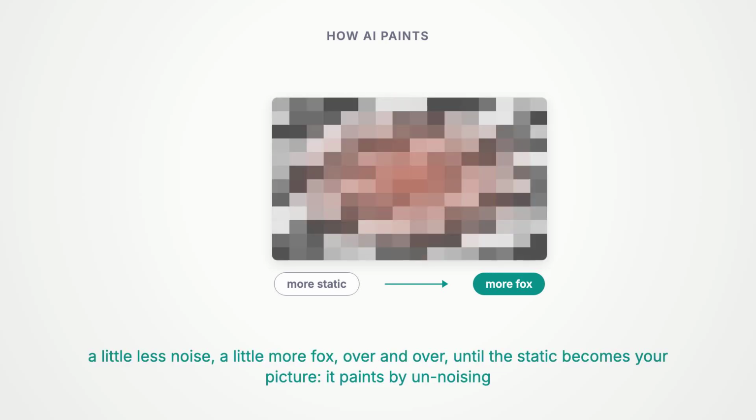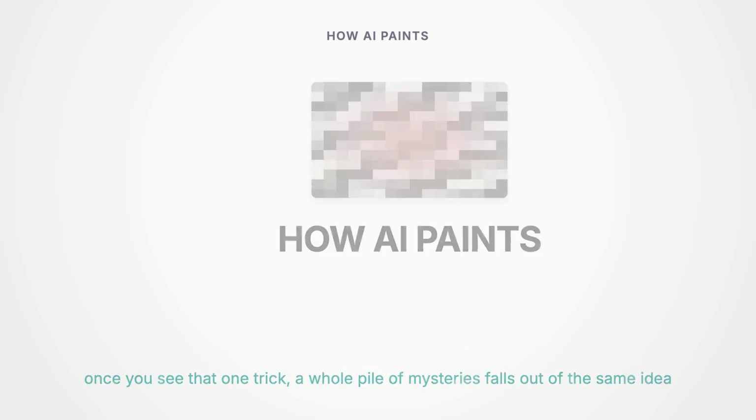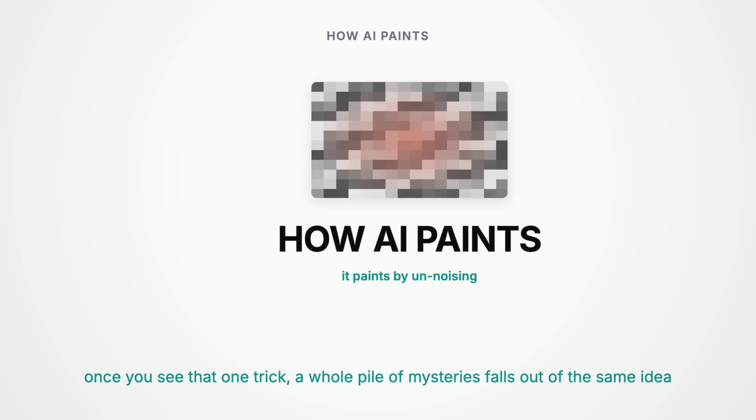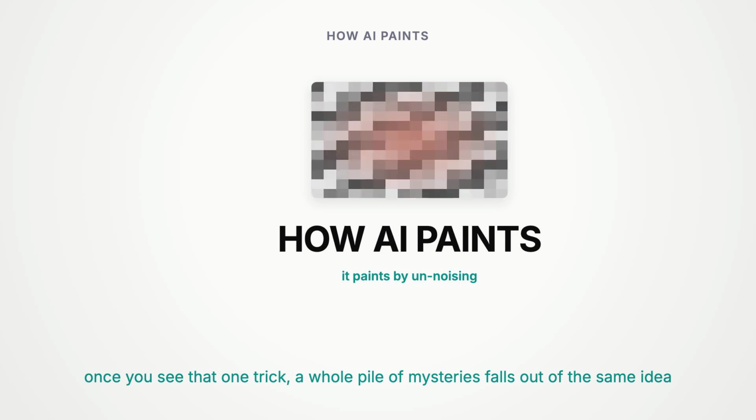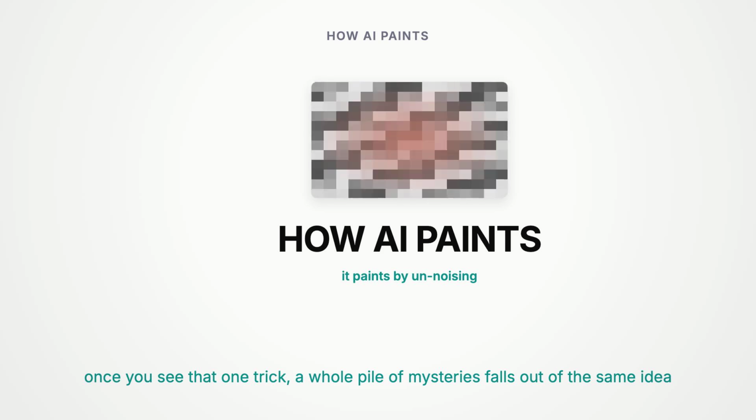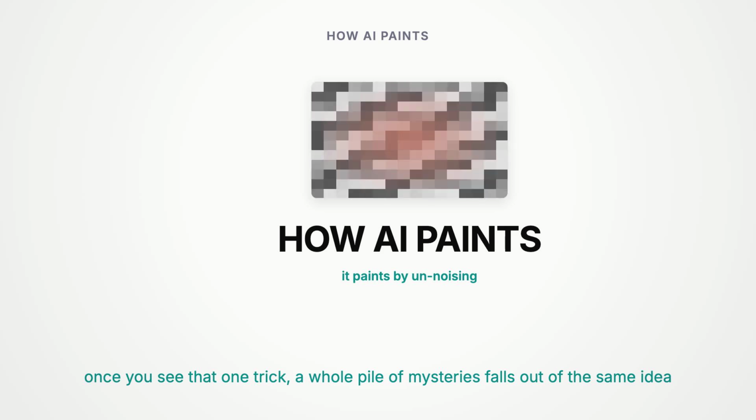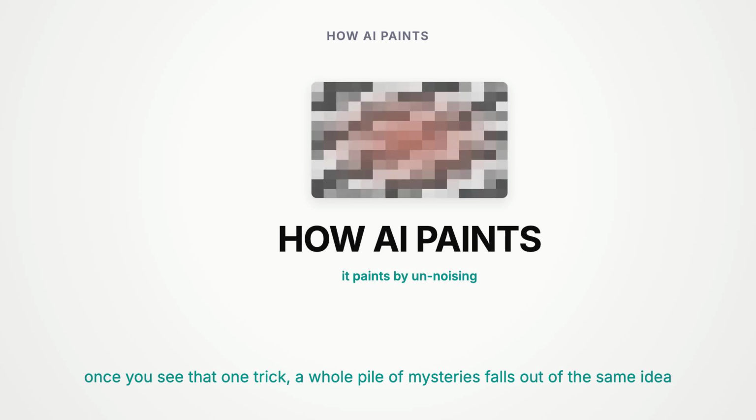It paints by unnoising, and here is the promise of this episode. Once you really see how that one trick works, a whole pile of mysteries, why it is fast, why your exact words matter, why it used to draw hands with 7 fingers, all fall out of the same idea. Let us watch it happen.